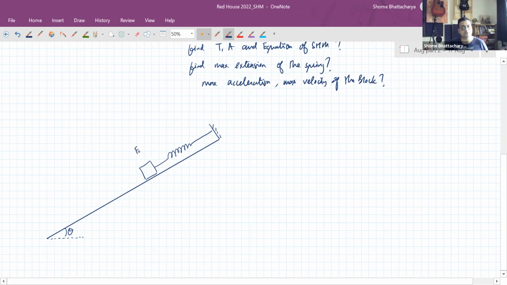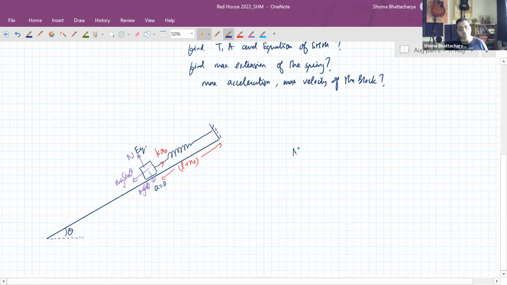So if this is our equilibrium point, then acceleration at this point must be 0. So the spring must be having some amount of extension. Let's call that x naught at the equilibrium position. Okay. And that must be such that it's balancing mg sine theta, so that the block is in equilibrium.